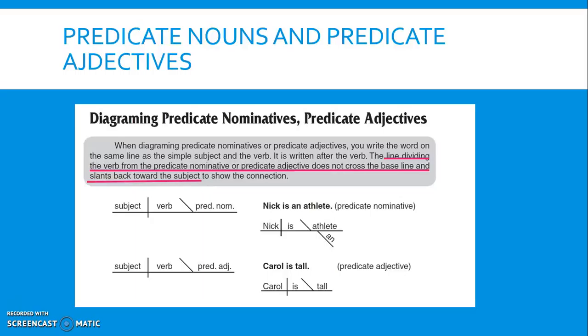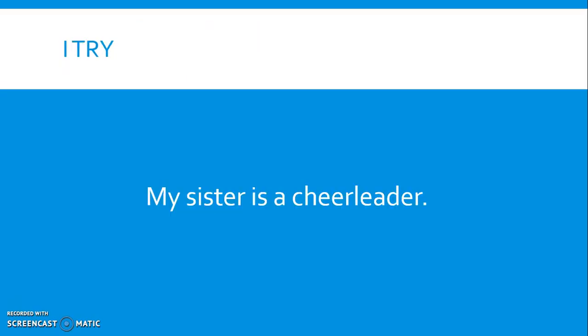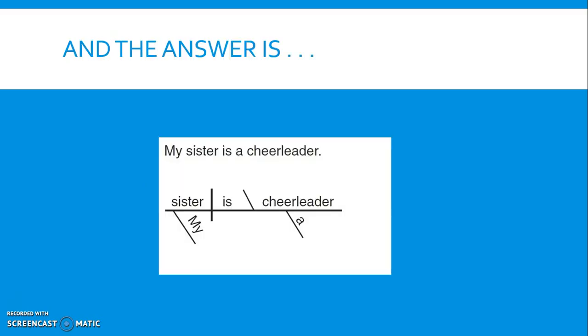All right, moving on. Try one. My sister is a cheerleader. Please diagram that. You can do it in your notes, or you can do it on a separate sheet of paper. I don't care. Pause it. All right, and that's what it looks like. Sister is cheerleader is on your baseline. My modifies sister, A modifies cheerleader, and then you have your nice little line here that shows that it is indeed a predicate noun. And there's your linking verb.